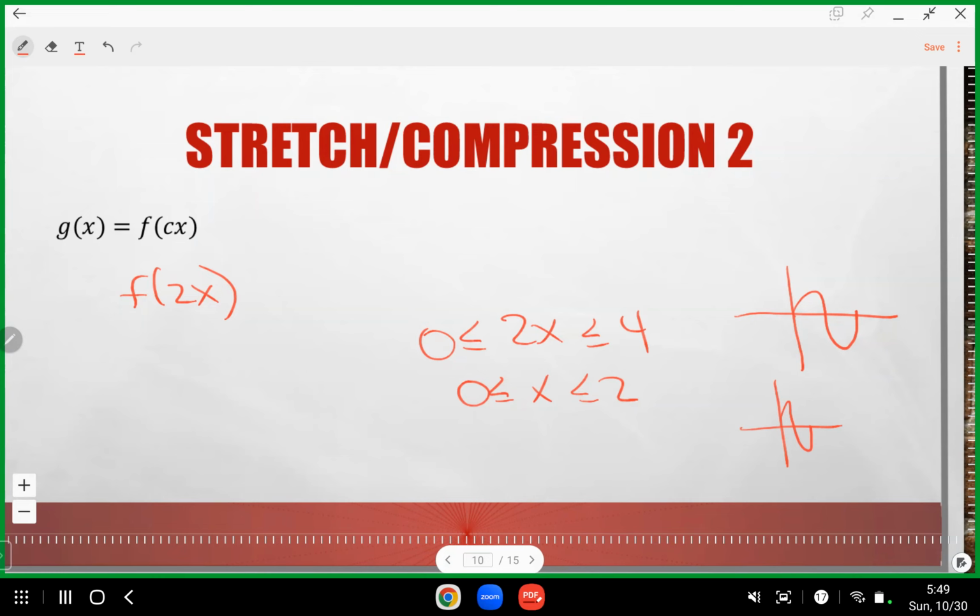Okay. So it compresses horizontally, right? So this is horizontal compression, or horizontal stretch slash compression.